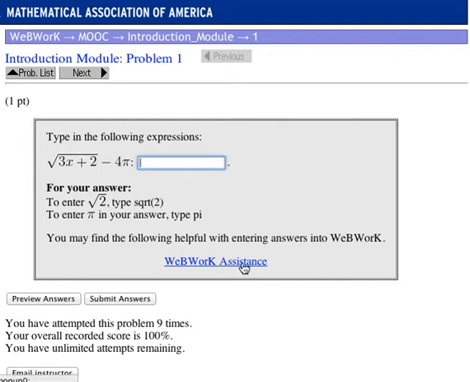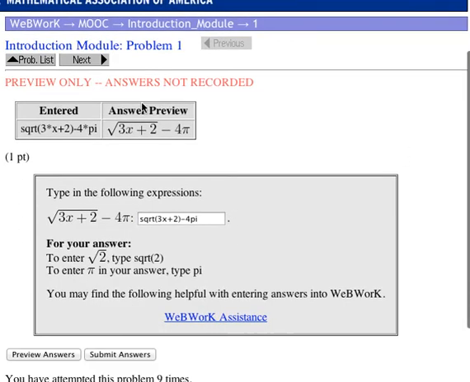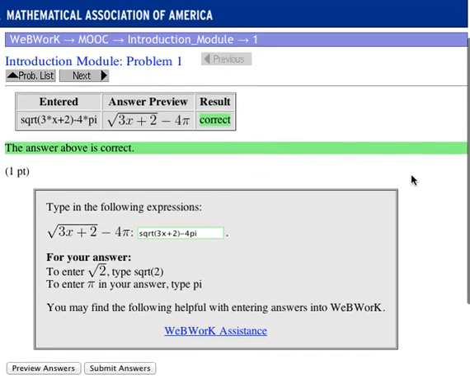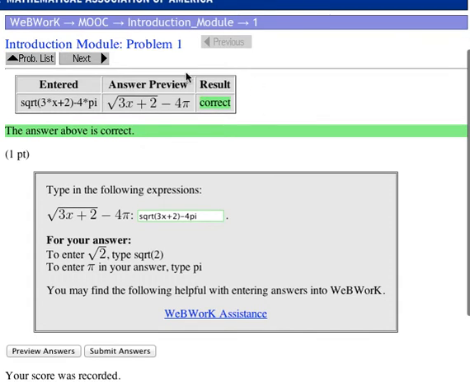So, I need to first type in the square root of 3x plus 2. Notice that I'm going to be using parentheses around everything I want under that square root. I'm then subtracting 4 pi, and pi I need to type in as pi. Let's preview that answer. You can see the answer preview right up above, and it looks the same as that expression which I wanted. So I'm going to submit my answer, and notice that I do have a correct result.